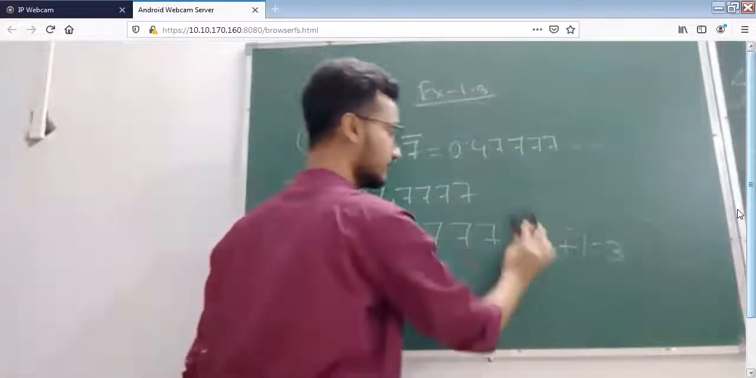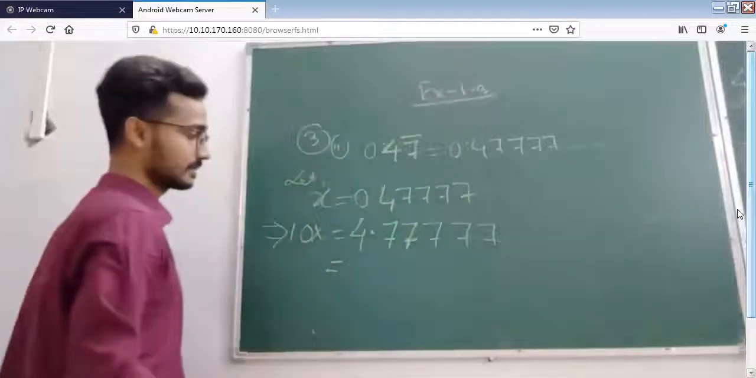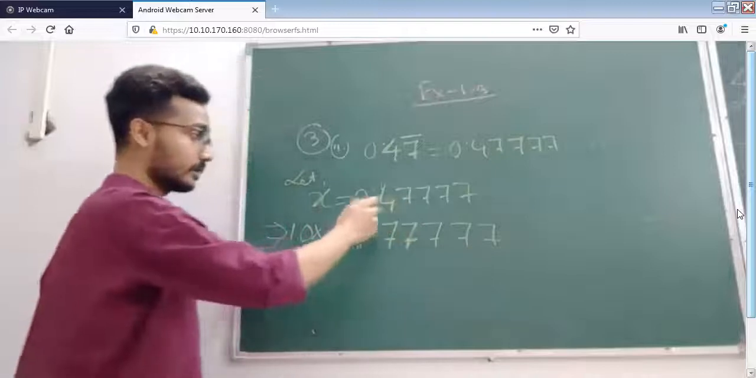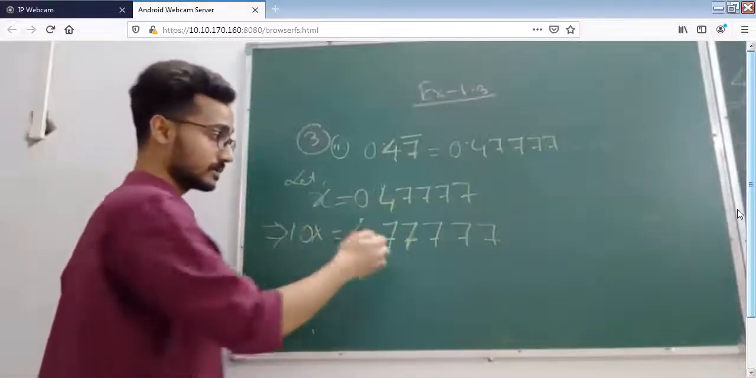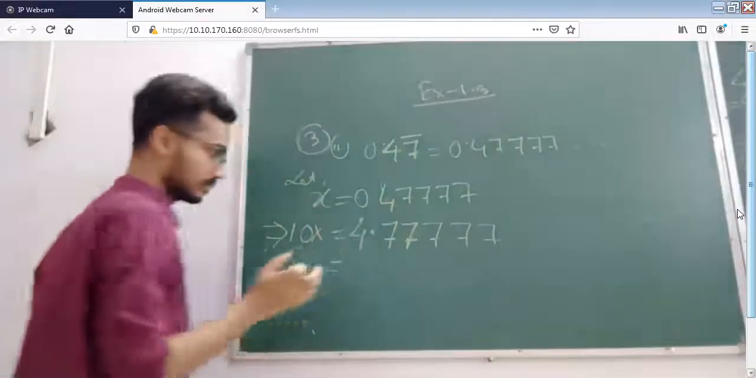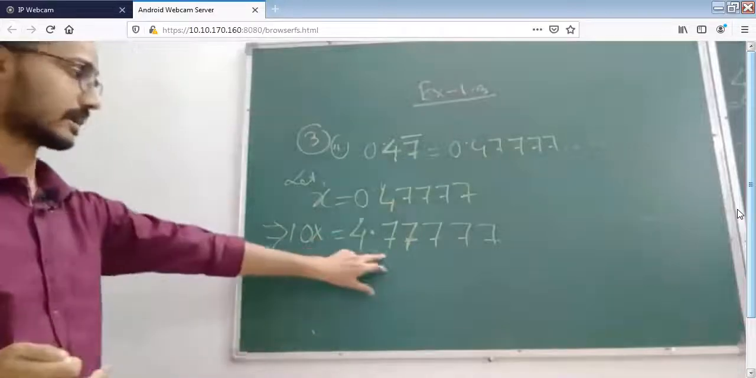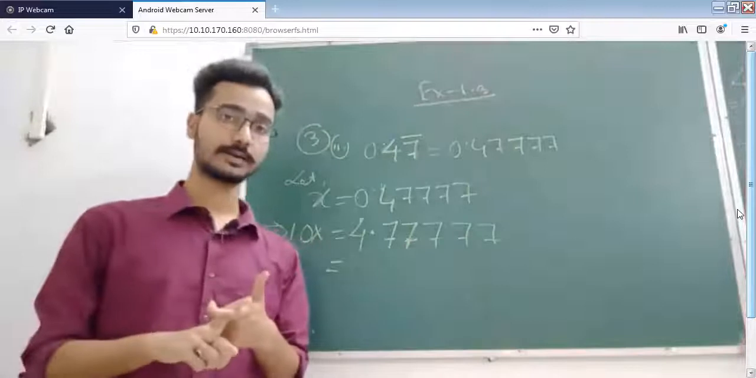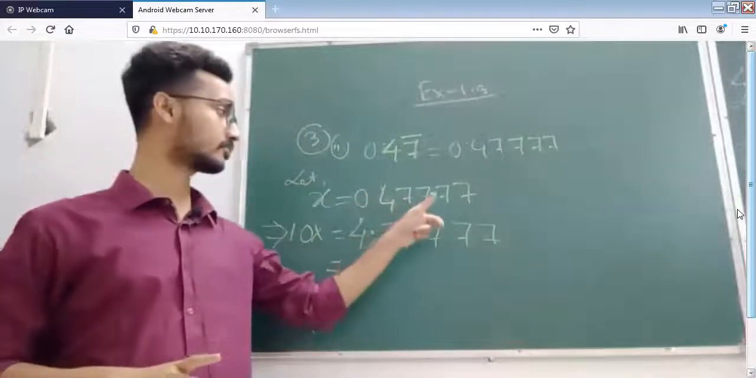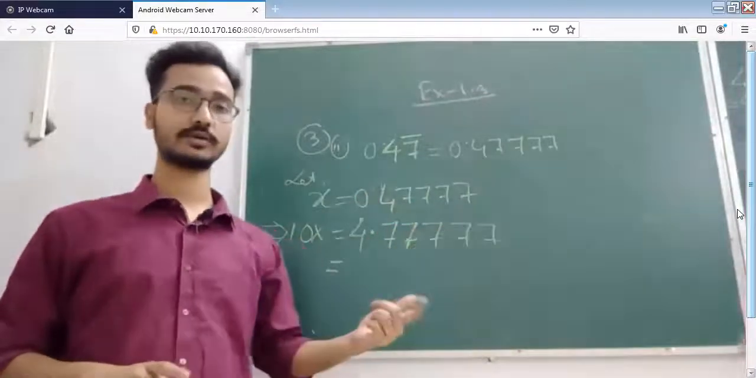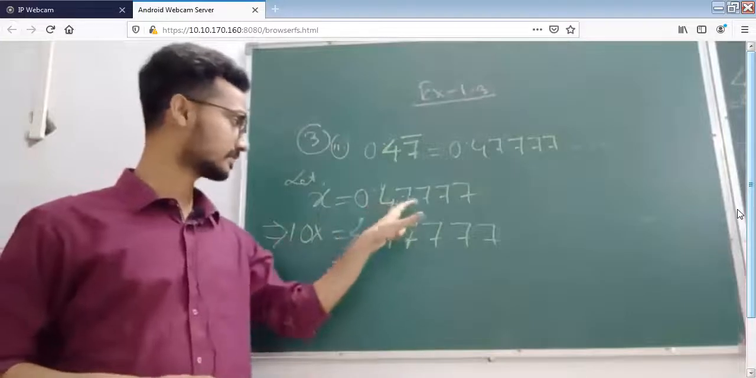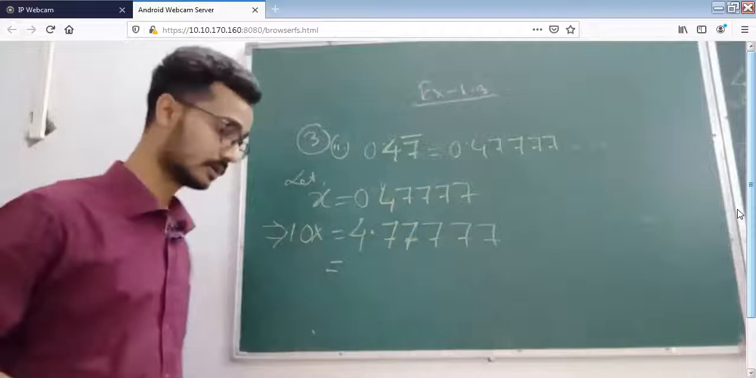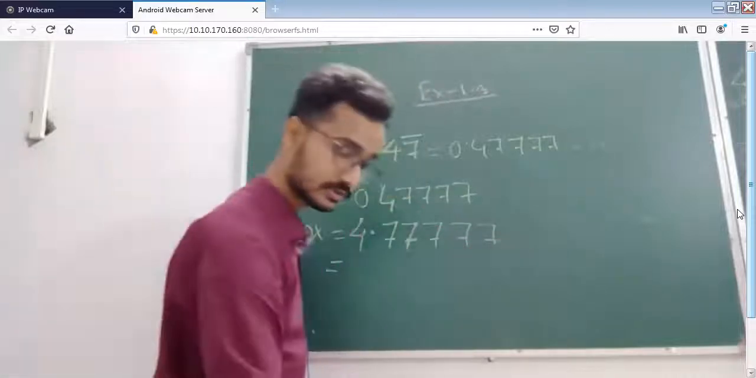In the same way, I am asking you to write down 4.777 with the addition of two numbers, and one number must be 0.4777. So how can you solve? You have to just subtract 0.4777 from 4.777. Yes or no? So subtract it. Have you understood this one?